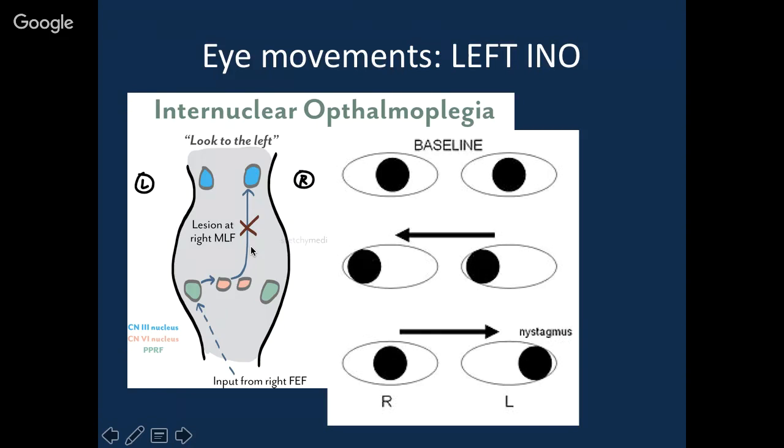And this is classic of multiple sclerosis. It can also occur with a brainstem stroke. Bilateral internuclear ophthalmoplegia, where it happens with both sides, is pathognomonic of multiple sclerosis.